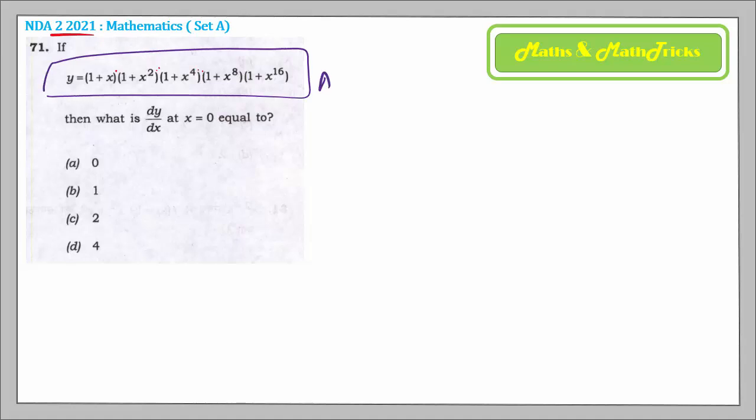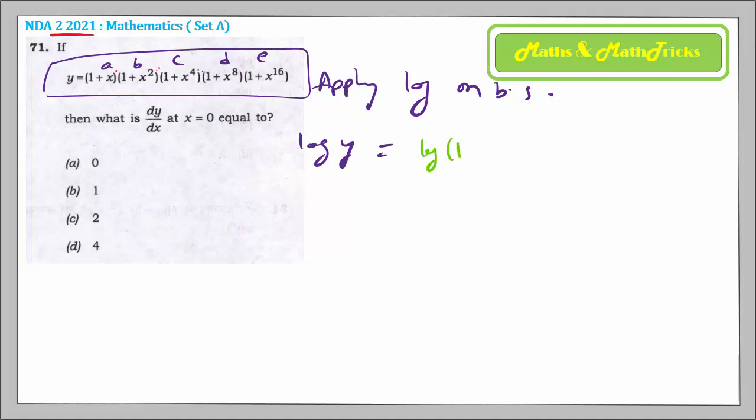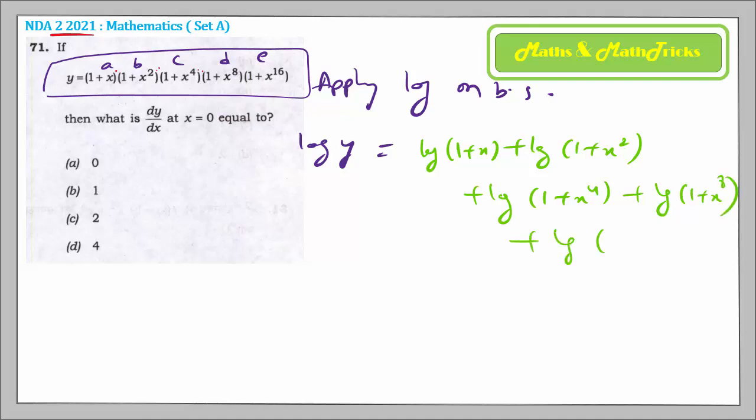You can always apply log to both sides of such functions to get the derivative done in seconds. So when I apply log on both sides, I get log y equals log of a into b into c into d into e. The log of AB formula is log A plus log B. Extending that formula to a product of 5 terms, it's going to be log of 1 plus x plus log of 1 plus x square plus log of 1 plus x to the power 4 plus log of 1 plus x to the power 8 plus log of 1 plus x to the power 16.